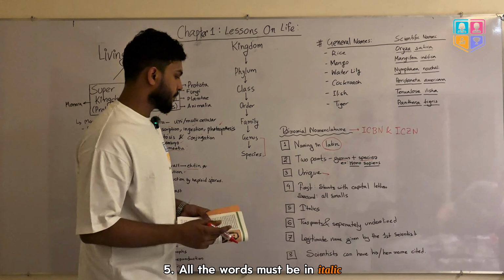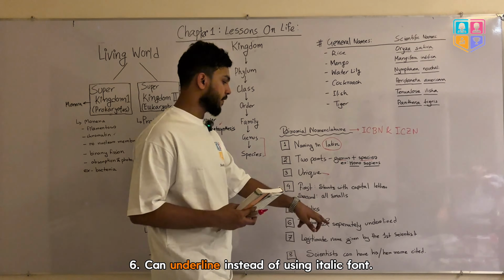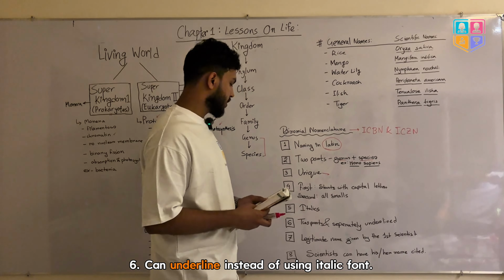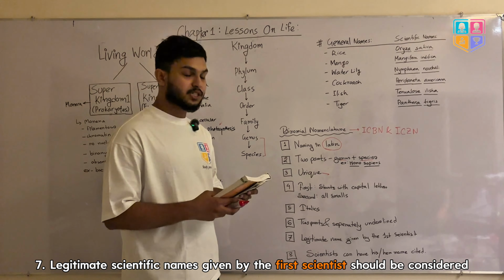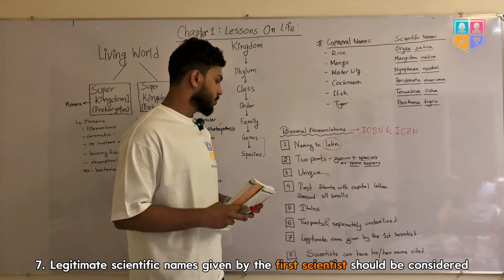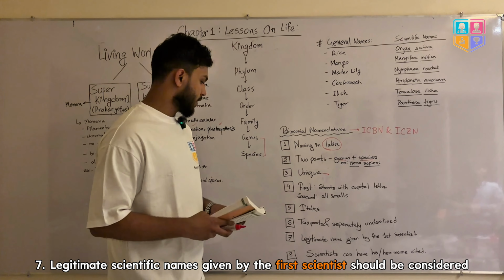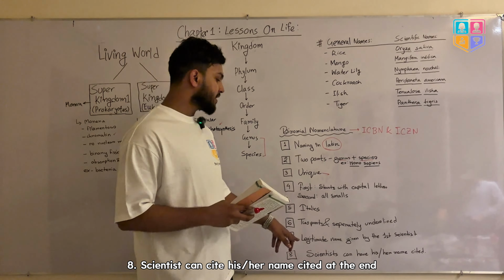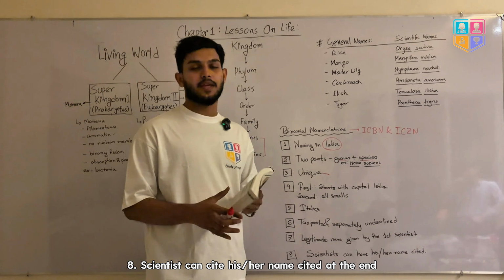For the fifth rule, we would have all of them written in italics, and for the sixth, each one would be underlined. For the seventh rule, in the case that multiple scientists discovered the animal, the legitimate name given by the first scientist would be considered. And the last and final rule is that scientists can have his or her name cited at the end of the name.